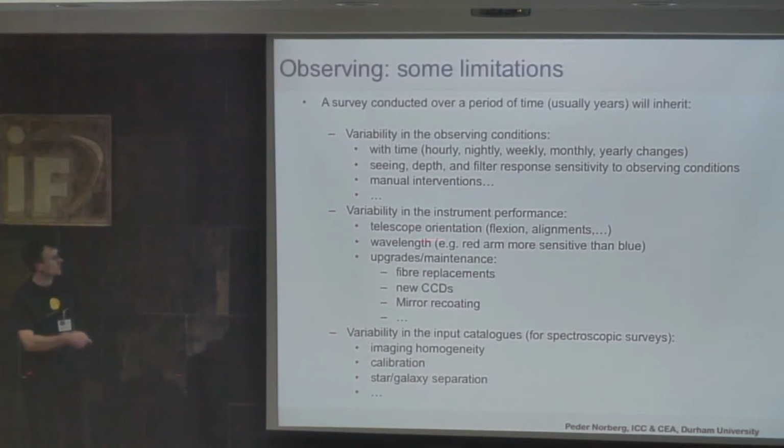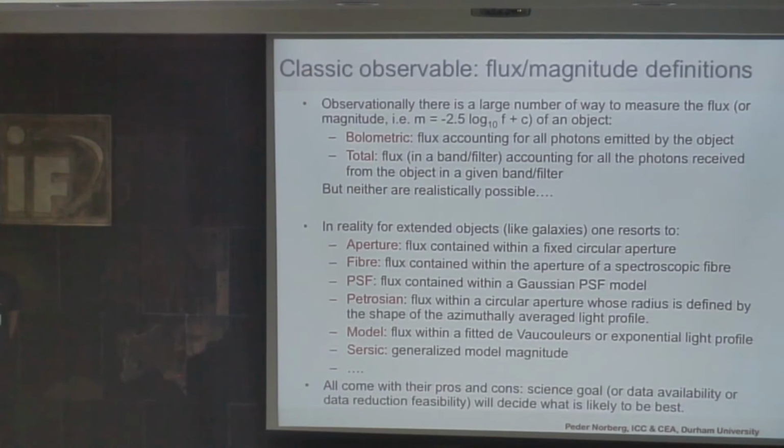Instrument performance, telescope orientation, wavelength, upgrades, maintenance, that's coming in. All of this has an impact on your survey strategies and so on. The variable input catalog, imaging homogeneity, calibration, star-galaxy separation. There are a lot of these small things coming in. And I think I can do this one as well, and then I will stop.